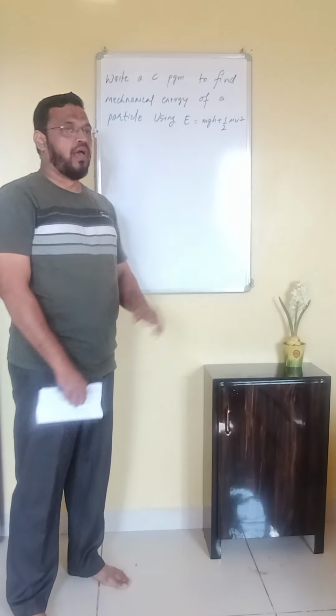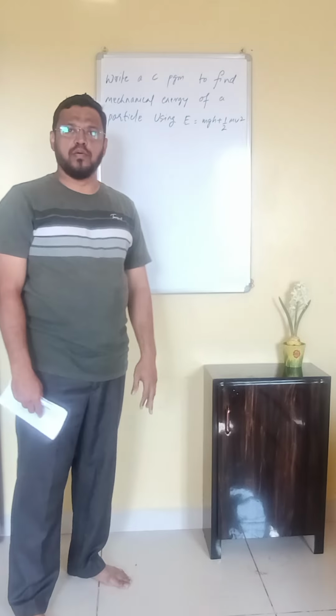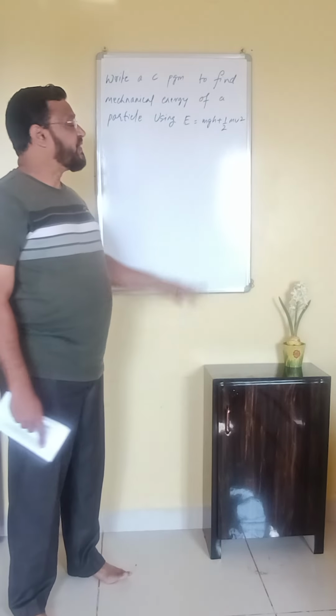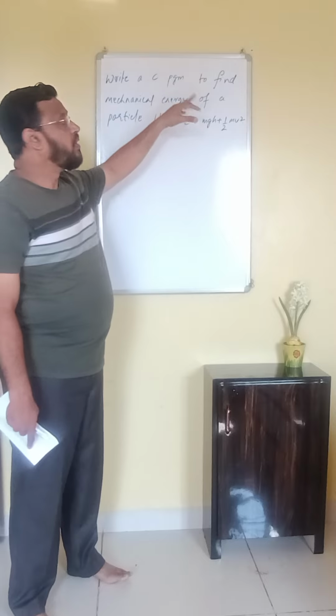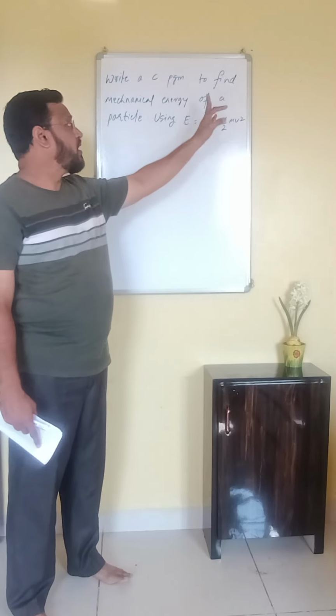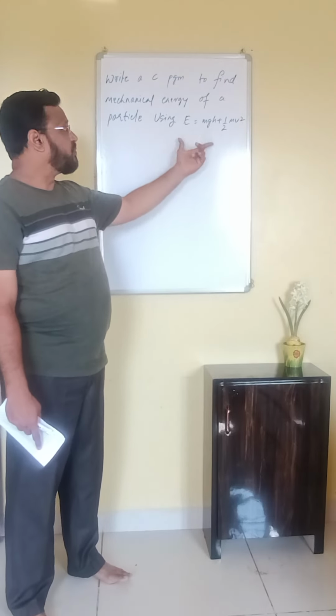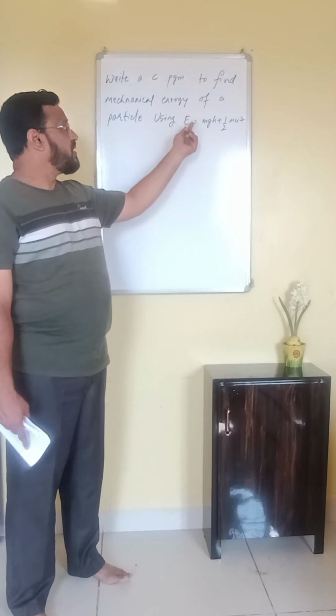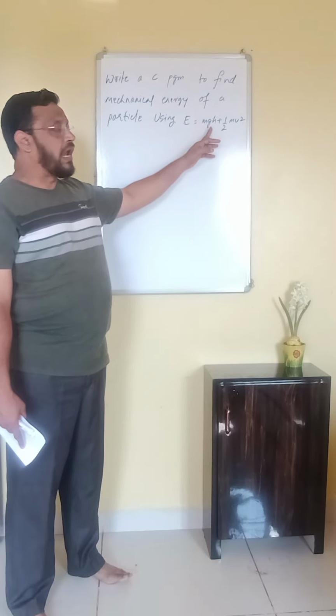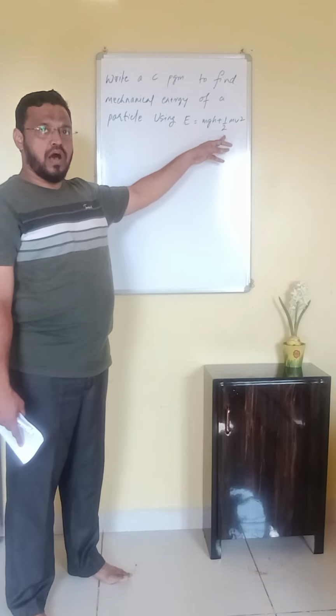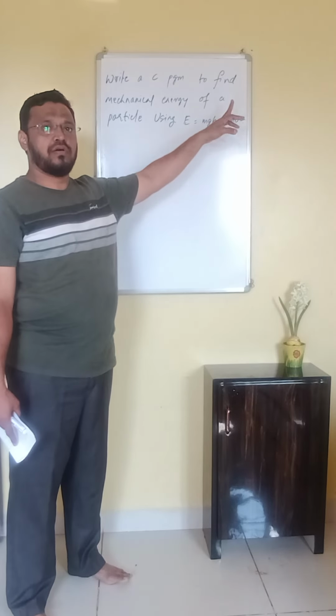Hi there. So today, let us discuss a first year C program to compute the energy of a particle. I have written down the program title, and it reads: write a C program to find mechanical energy of a particle using this particular formula, that is E, energy, equal to mass into gravity into height plus half into mass into velocity square.